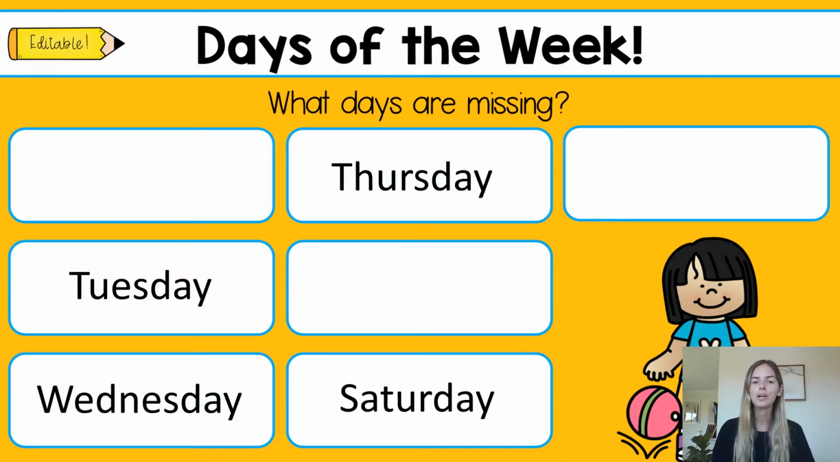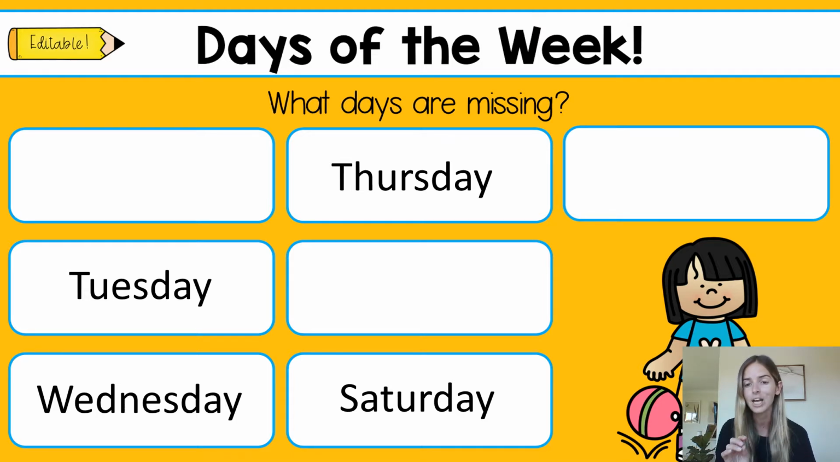The next thing we're going to look at are our days of the week. Now, I know you are all superstars at this, but I want you to look at what we have here. What is missing? There are 3 days that are missing right now. So let's take a look. On the slides, we have Thursday, Tuesday, Wednesday, and Saturday. What days are missing? Let's say our days of the week together to figure them out.